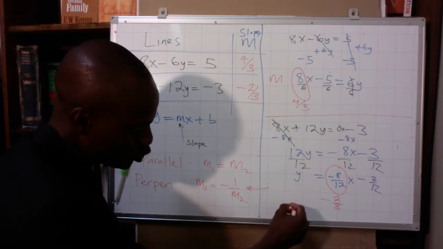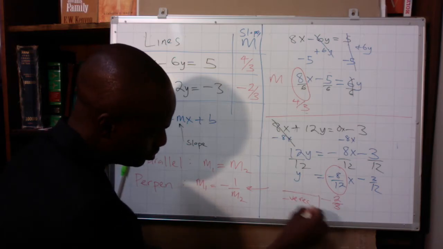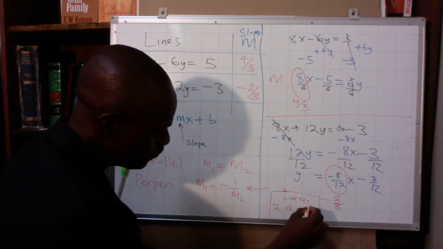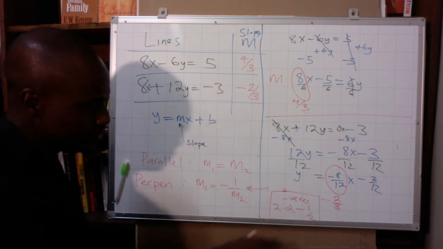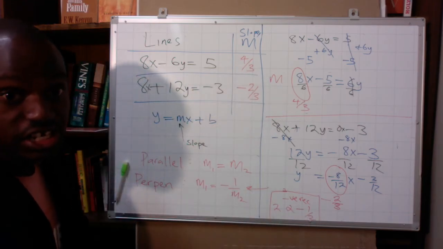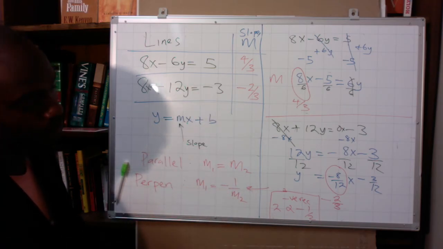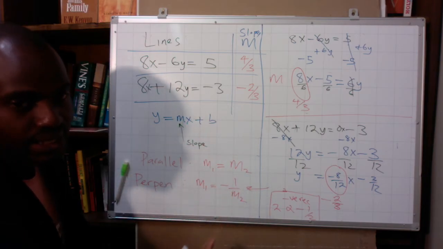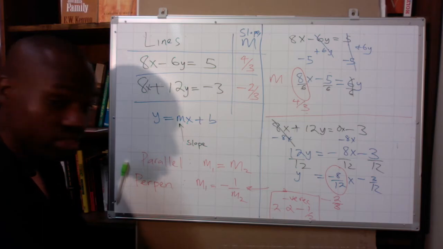Negative reciprocals would be like 2 and negative 1 over 2. You see that? It's a reciprocal with a negative sign. And that's not the case here. So we know that these lines are not perpendicular. So if they are not parallel and are not perpendicular, then they are neither. So our answer is going to be neither.